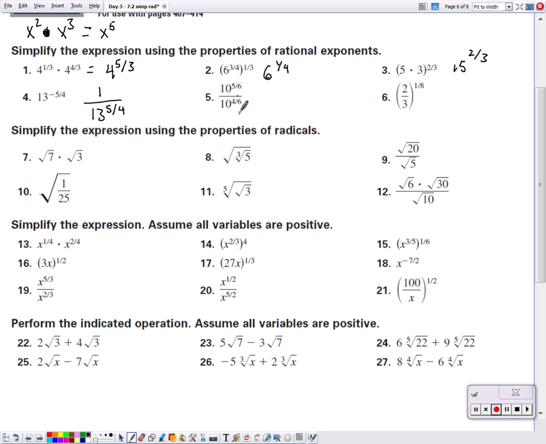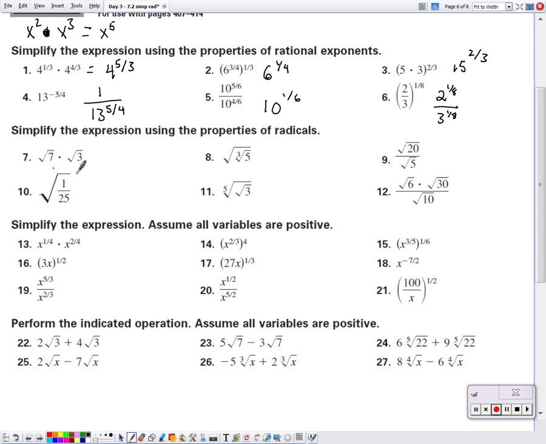Number 5 is a little more interesting. You can subtract those. We're not going to divide and subtract. The bases are the same, so we don't touch them. Subtract the exponents, you get 1/6. I don't really know what you can do to number 6 other than make it 2 to the 1/8 over 3 to the 1/8. It's kind of a silly problem.